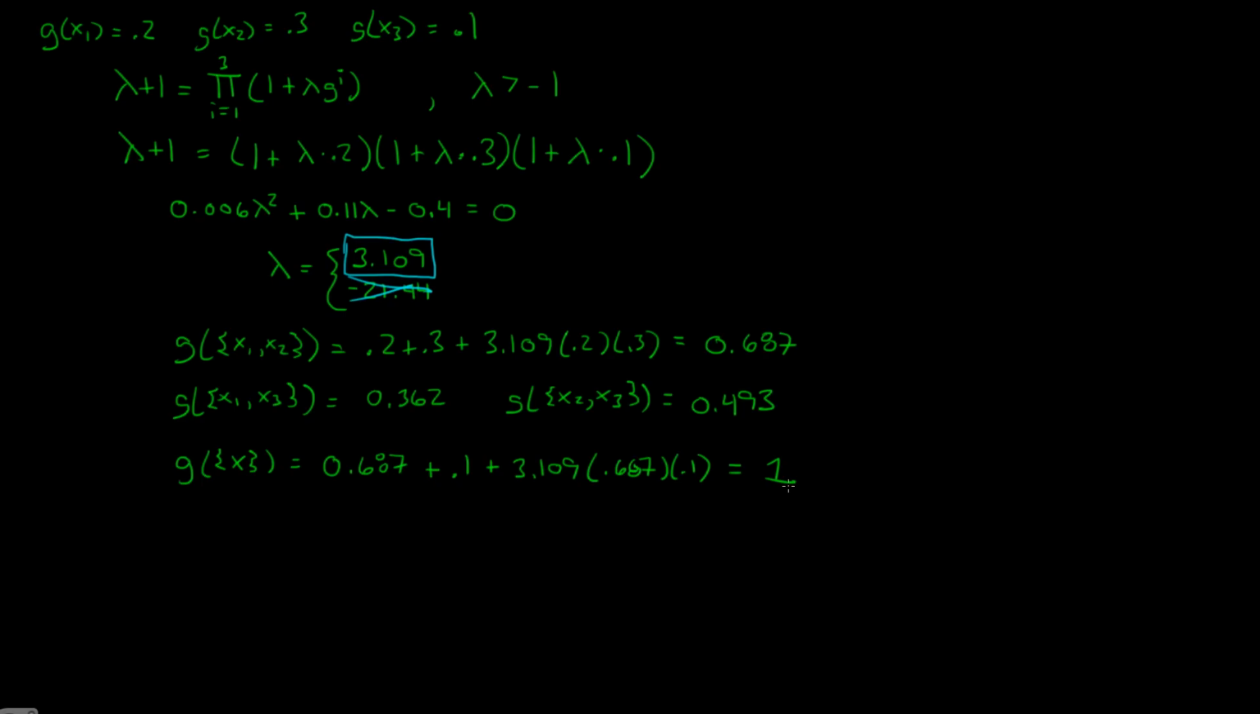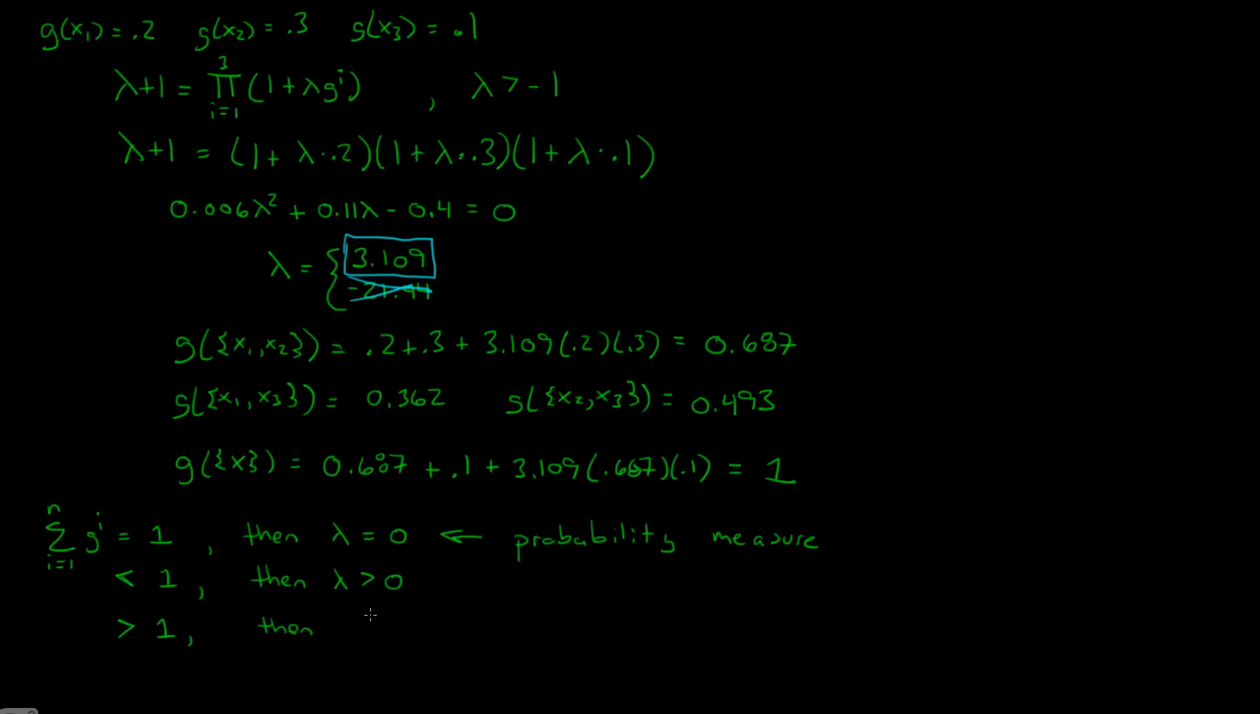So there are some interesting properties about the Sugeno lambda measure. So let's look at those. If the sum from i equals 1 to n of the densities equals 1, then lambda actually equals 0. What this ends up being then is a probability measure. If the sum is less than 1, then lambda is greater than 0. And if the sum is greater than 1, then lambda is between negative 1 and 0.